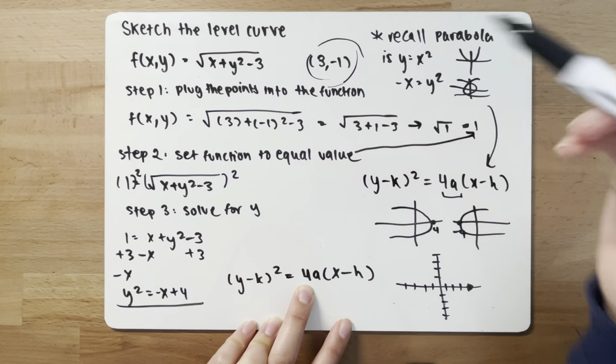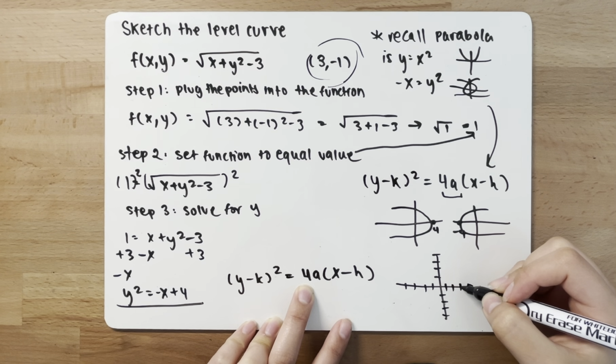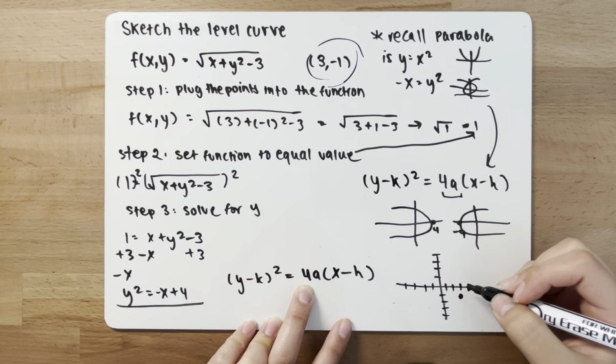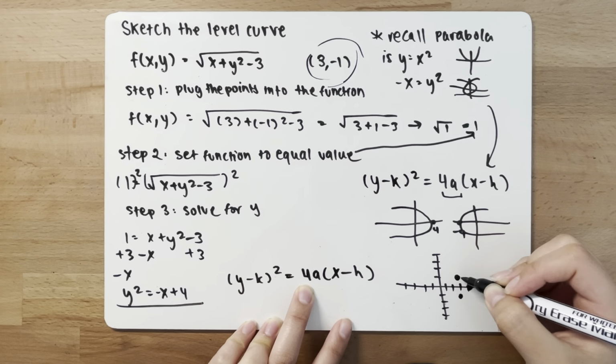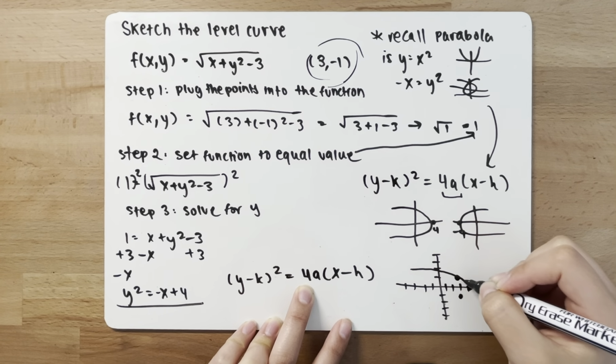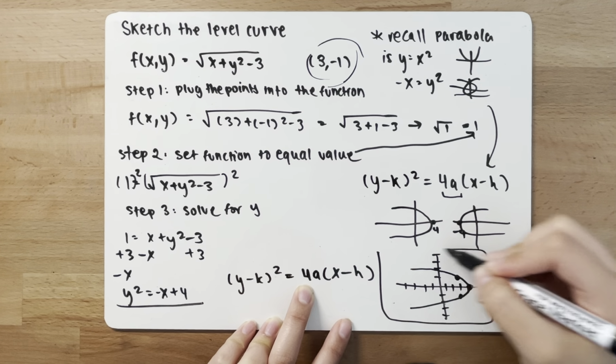So this point, okay? So find 3, x is 3, y is negative 1. And you know that if there's a point here, there needs to be a point here because it's mirrored. Therefore, your parabola will look something like this. And there you go.